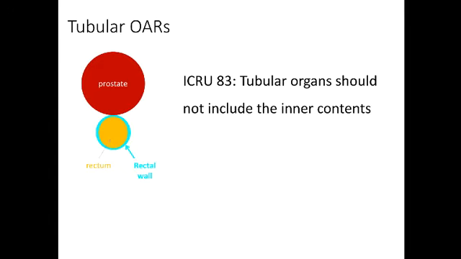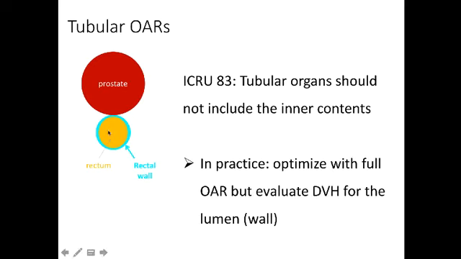One special note here, in ICRU 83, they talk about tubular OARs, organs at risk. An example is the rectum. The tubular organs shouldn't include the inner contents, they say. We should look at the wall. But in practice, you do optimization of the IMRT that we'll talk about in future videos with the full OAR, but then evaluate the DVH for the lumen wall. And this should make sense more as we go on.